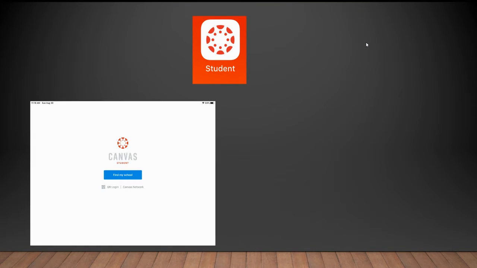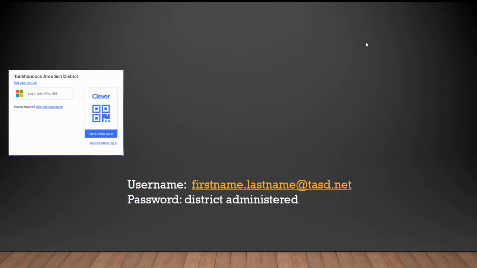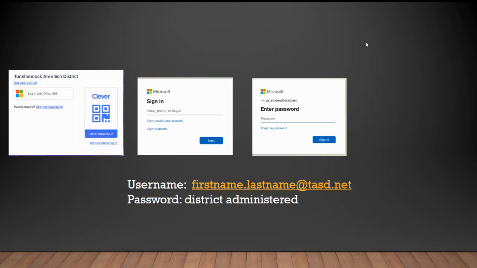And then when you click on that Student Canvas icon, it's going to ask you to find your school, which then you will type in Tunkhannock Area School District. After you do that, it's going to ask you to log in with Office 365. You're going to use your username, which is your first name dot last name at tasd.net. And then you're going to use your password, which is your district administered password.